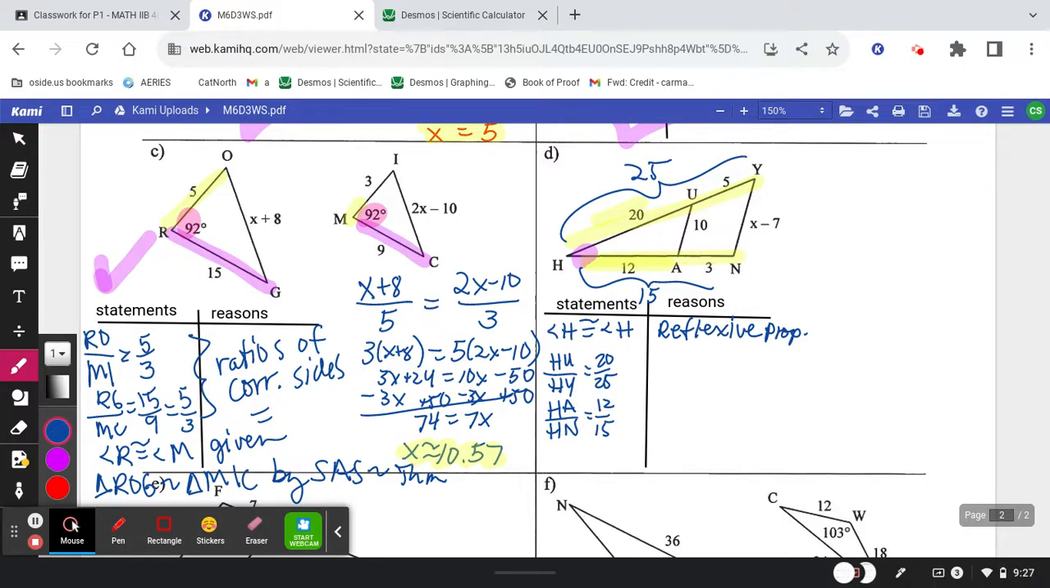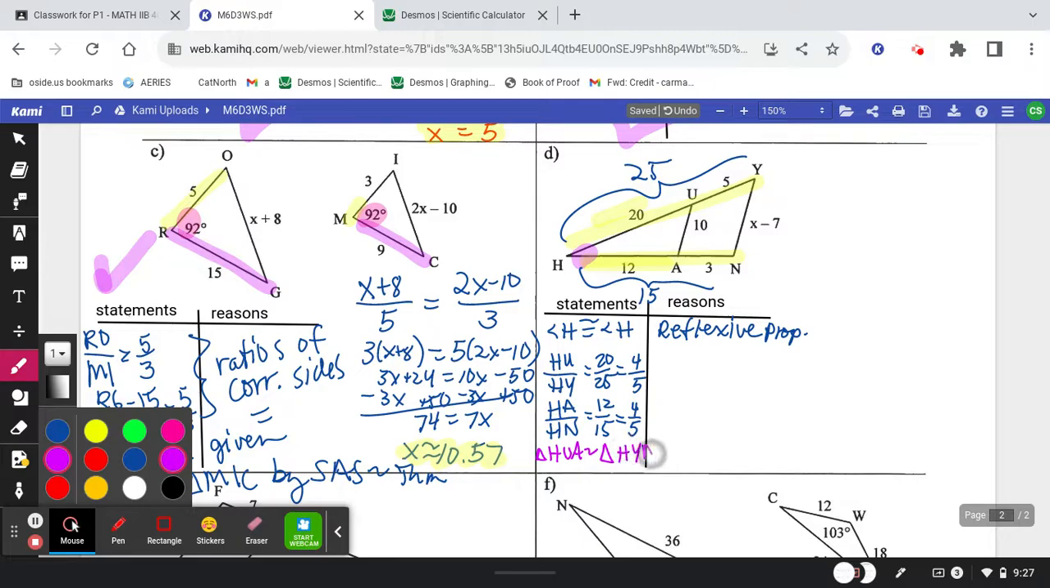So what goes into 20 and 25? How about 5 goes in 4 times, 5 goes in 5 times? What goes into 12 and 15? How about 3? 3 goes in 4 times, 3 goes in 5 times. Because the two side ratios are the same, boom, we have side angle sides. So triangle HUA is similar to triangle HYN. And that's by side angle side similarity theorem. And what do we put for this? We put ratios of corresponding sides are equal.